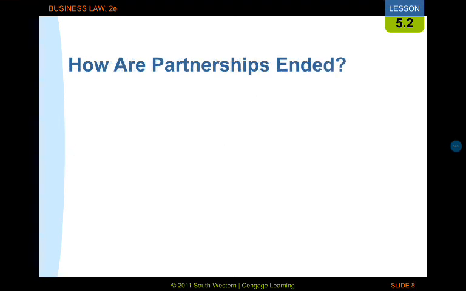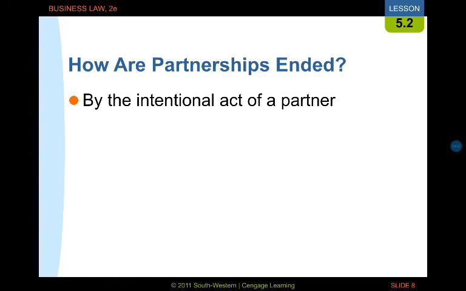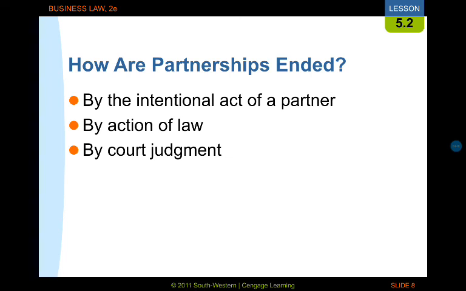How are partnerships ended? By the intentional act of a partner, by action of law, by court judgment. Winding up.